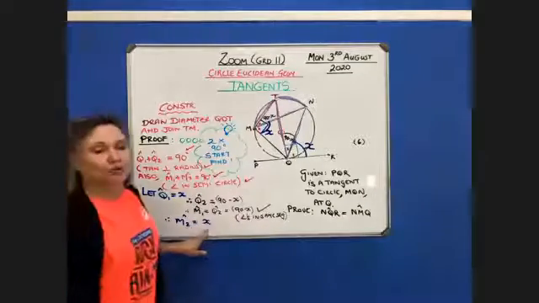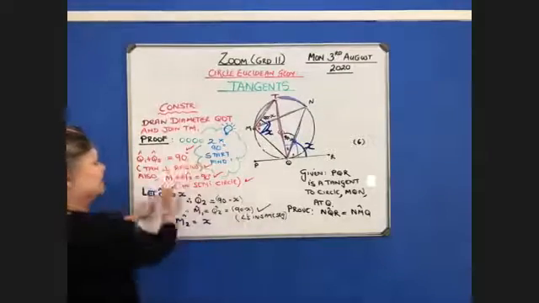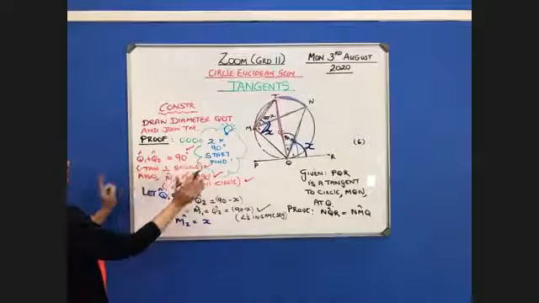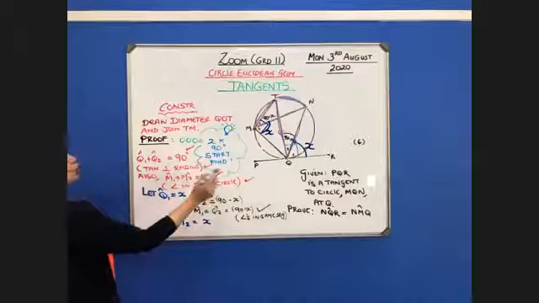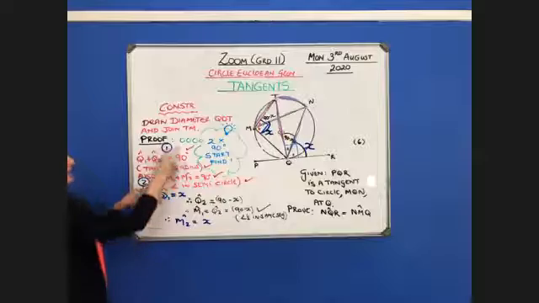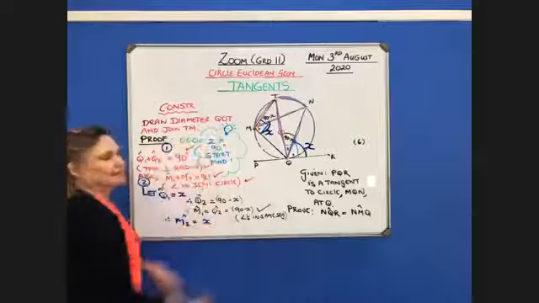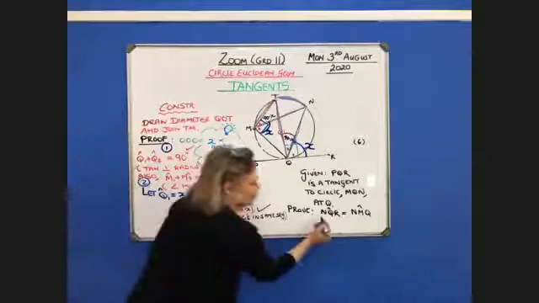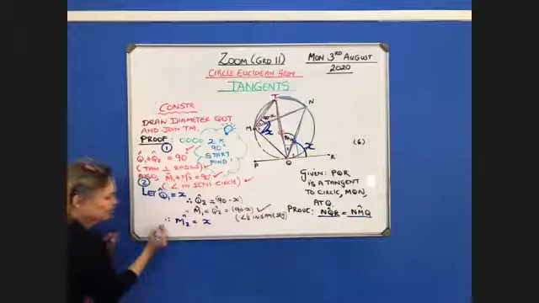Now, you don't need a reason because I put the reasons here. That is why I said start with the two 90s. Because once you've got your two 90s, you've got your reasons. And guys, they said prove that. So let's just have a look.